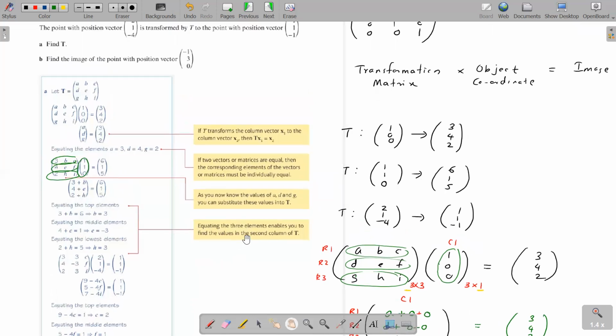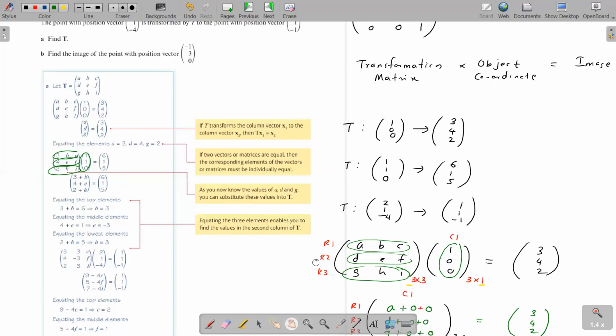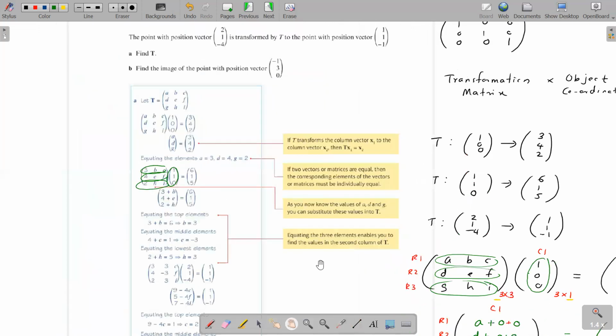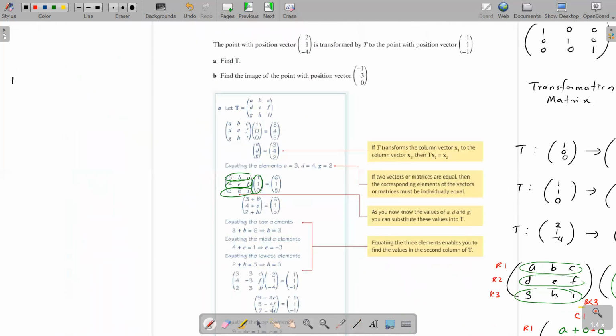Okay, and then they ask you to find the image of the point with position vector minus 1, 3, 0. How do you find the image of this point with this position vector minus 1, 3, 0? So is it difficult to find it now? In part B, can you all find the image of the point with position vector minus 1, 3, 0? What should we do? Transformation matrix into the object coordinate minus 1, 3, 0. So you're supposed to find the image coordinate. Find it.